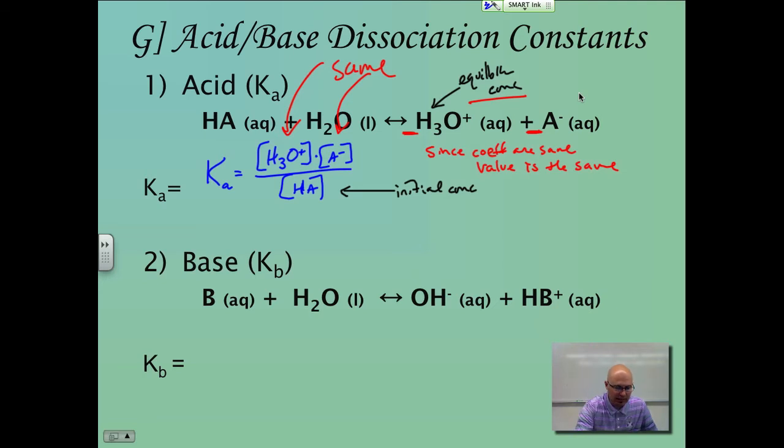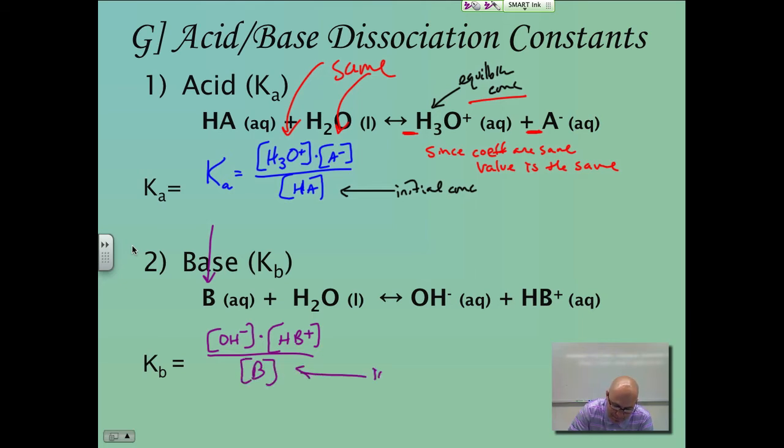The base here, let me grab a different color, is going to be the OH minus concentration. Notice I used a generic base, whatever that base is. OH minus times the HB plus over the initial concentration. Again, the B is the initial concentration, and then these, of course, are your equilibrium concentrations. And they also are always the same. All right? So, simple enough. Take that equilibrium concentration, multiply it by itself, square it, and then divide by the initial, and that's how you solve for acid-base dissociation constants.